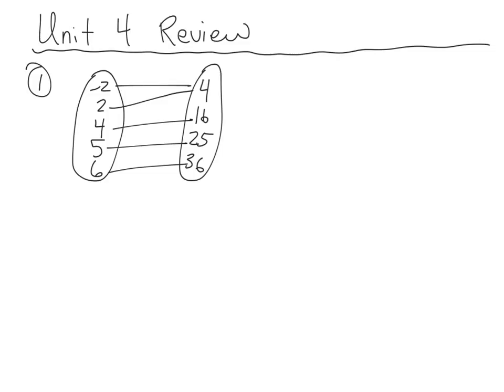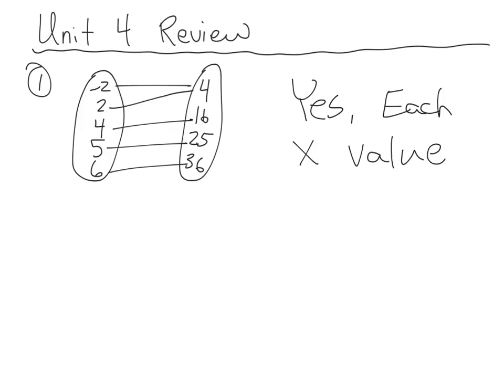All right, so question number 1 on Unit 4 review has a mapping, and it asks us to determine if each relation is a function, and if not, write a brief reasoning as to why not. So, our question is: is this a function? And the answer is yes, it is a function because each x value is unique. There's not any repeats. You're not using the same x value for any of your y values. So each input is unique for each output.